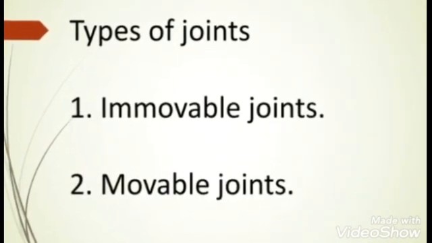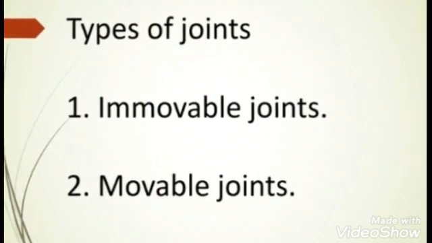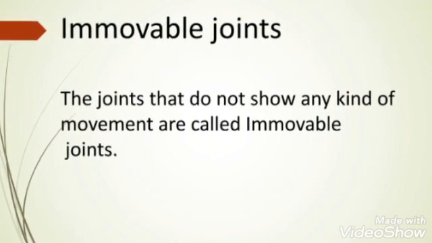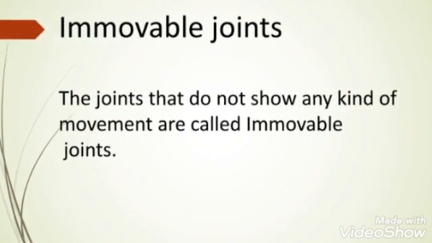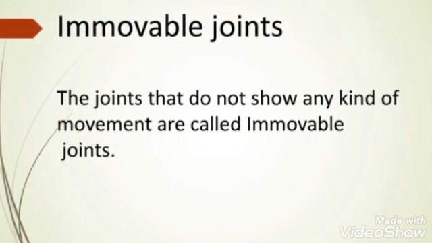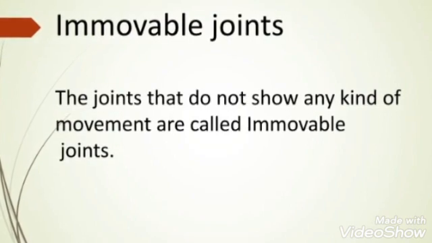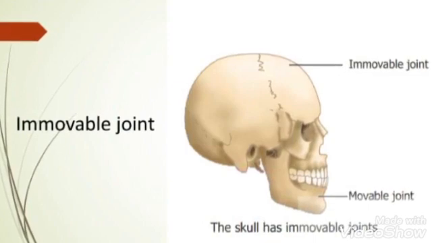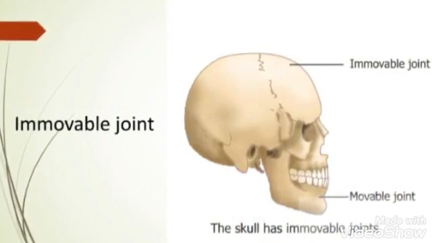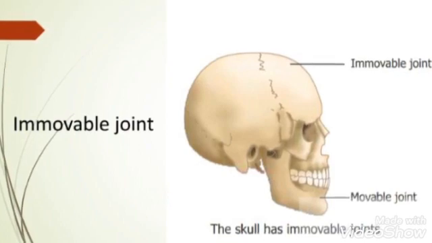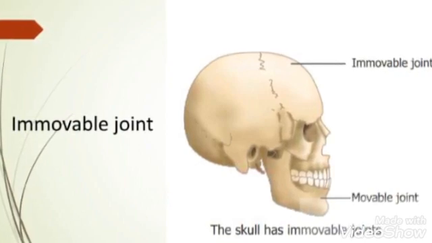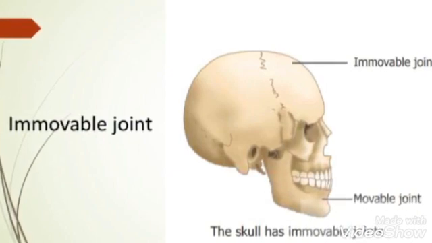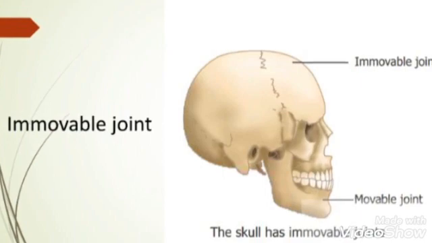There are two types of joints in our body, immovable joints and movable joints. Now we are going to discuss immovable joints. What are immovable joints? The joints that do not show any kind of movement are called immovable joints. For example, the joints between the bones of the skull are immovable joints. Do you know, students, we can move our lower jaw because it is a movable joint. The lower jaw is the only part of the skull that can move.